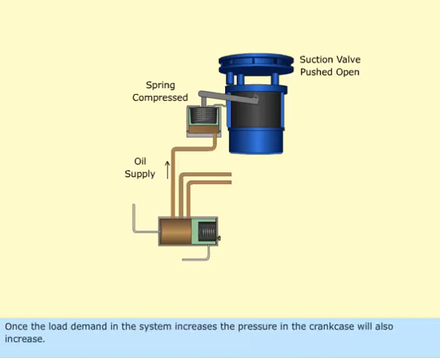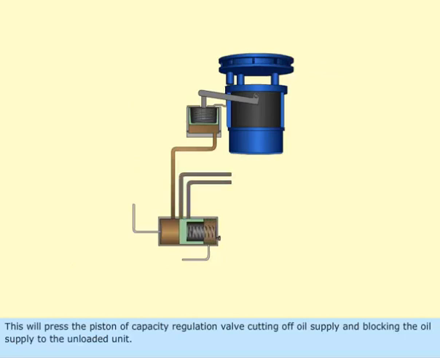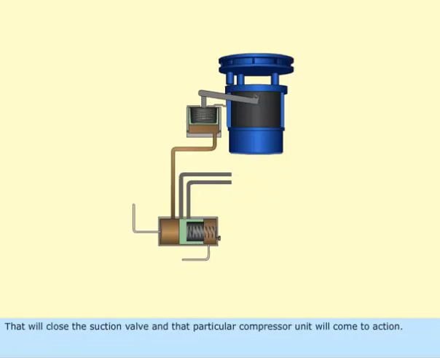Once the load demand in the system increases, the pressure in the crankcase will also increase. This will press the piston of the capacity regulation valve, cutting off oil supply and blocking the oil supply to the unloaded unit. That will close the suction valve and that particular compressor unit will come into action.